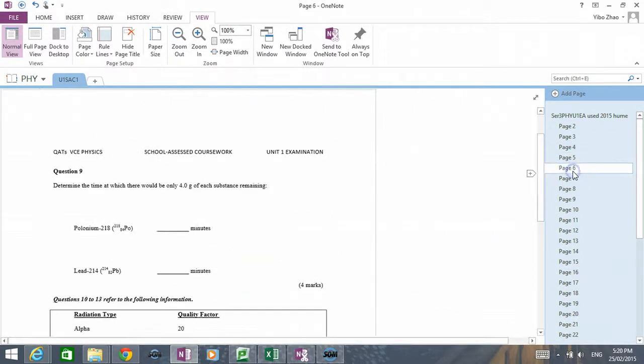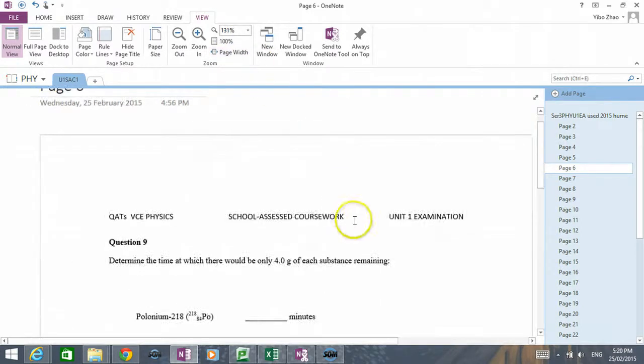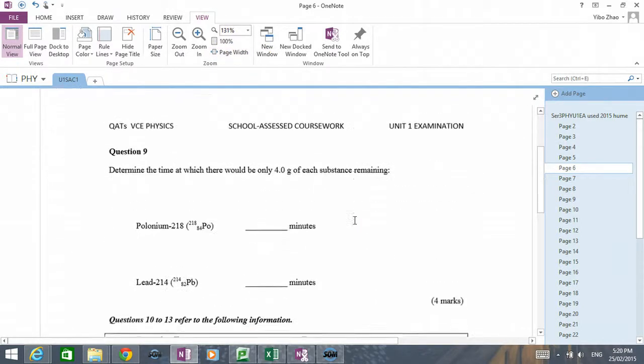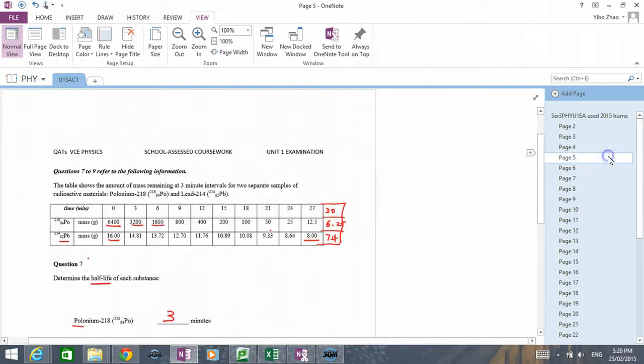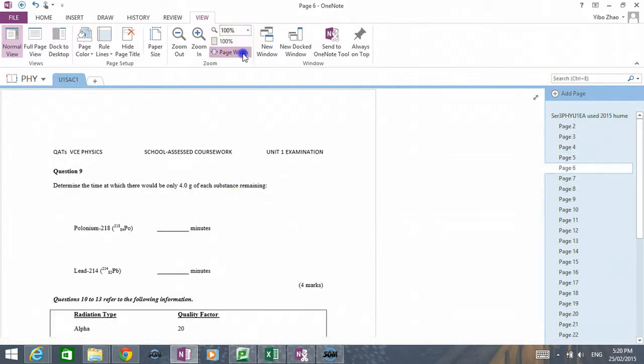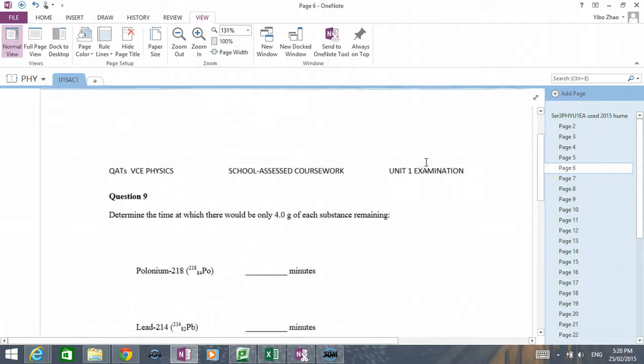Now, let's go on to the next part of the question. We need to find the time at which there will be only 4 grams of each element left. Let's go back to the table. Let me do the working out here.